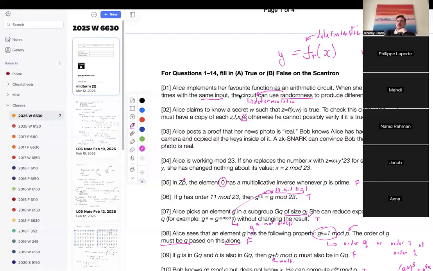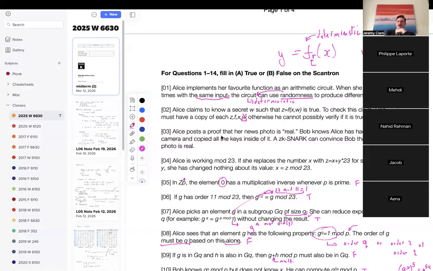Yeah, so it was meant to say the circuit can use randomness. Okay, so randomness in the circuit itself. And it also specified that the inputs are the same. Okay, got it. So I think the question stated it fine. But yeah. Okay, got it.